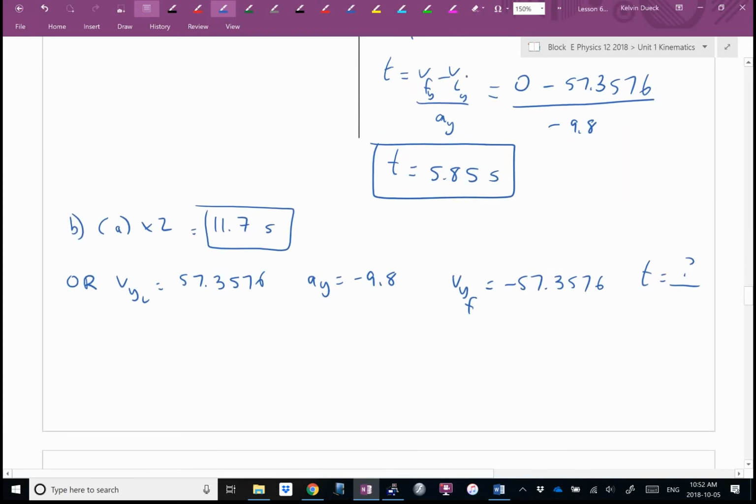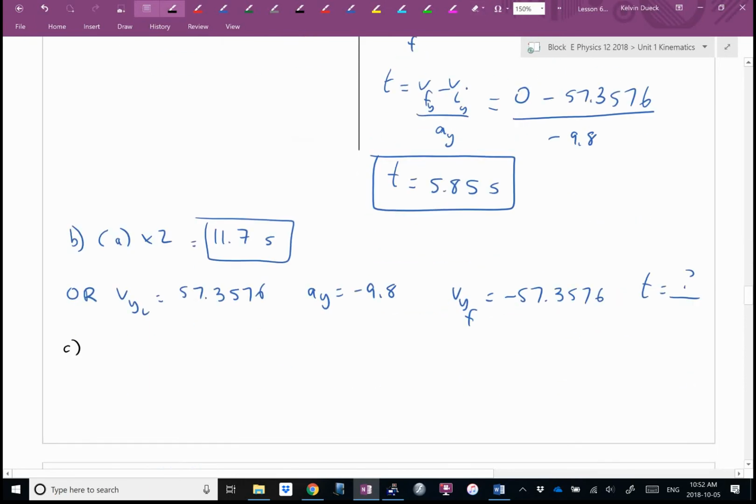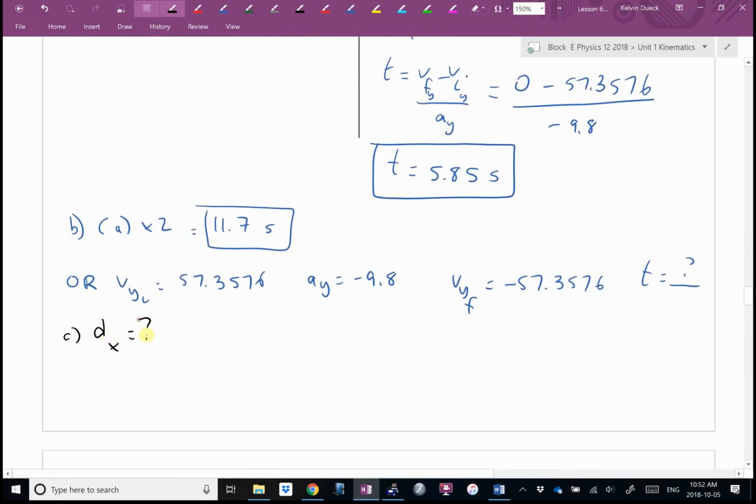Cool. Chantel, what did C want me to find? That's range, that distance horizontal. Yes? I've scrolled down, so I'm going to make a little note. My abbreviation for the range is DX, the horizontal displacement. Ryan, what was AX? Good. VX was 100 cos 35, whatever the heck that was. I can't remember, but I can just jot that down. I only know two things. Or do I? Which time am I going to use? The 5.85 or the 11.7?